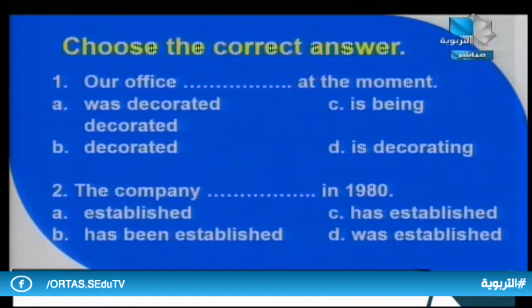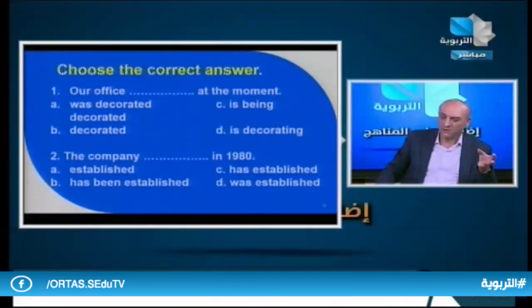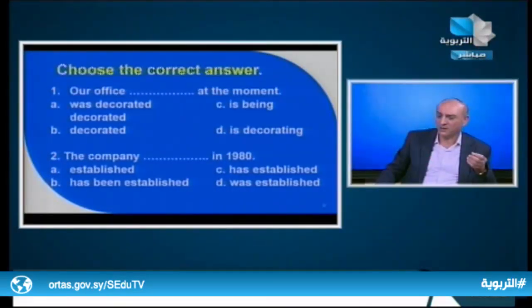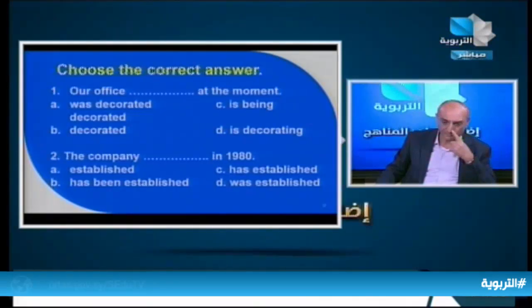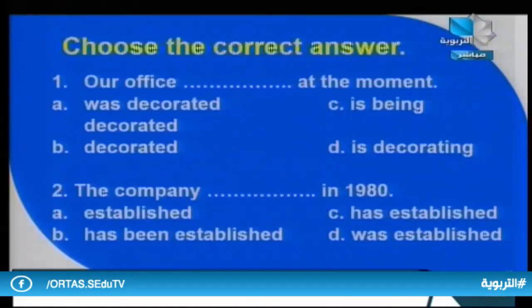So here, should we use the first, established, or the last one? No, sir. No, because the company can't establish. It is a thing. It can't establish. It should be established, or it was established, it is a building.